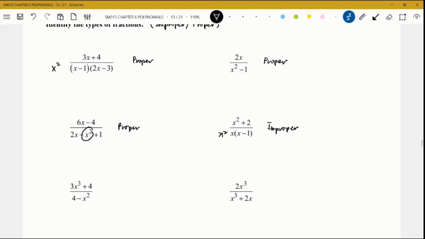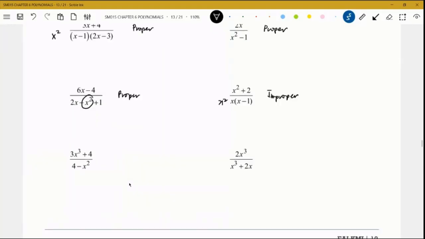Okay, and then the last two example, bahagian atas lagi besar daripada bahagian bawah which is x cube, kat bawah adalah x squared. So this one is improper. And then the same thing for this one, we have the same degree. So this one is the improper. Okay, so improper kena buat long division untuk jadikan proper.